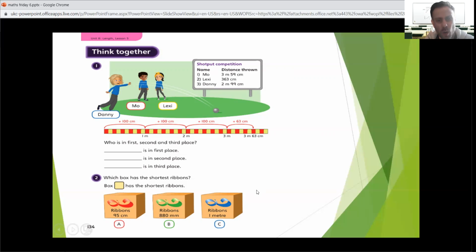Number 2, you had to talk about which box has the shortest ribbons. The box that you should have picked was the green one. Green ribbons, 880 millimeters. So if we did that as centimeters, it would be 88. So that would be less than that one, obviously. And then if we did this as centimeters, the blue one, that would be 100 centimeters. So that one would be the most, then the red one, but this time you only needed to know the shortest, and the shortest is B, the green ribbons at 880 millimeters. Well done if you got that.